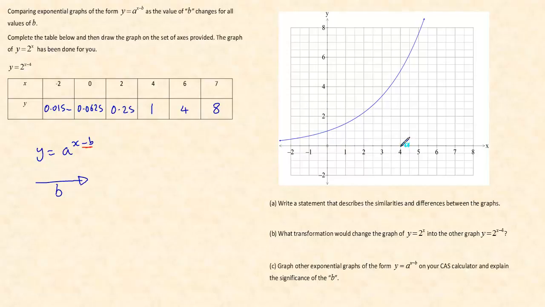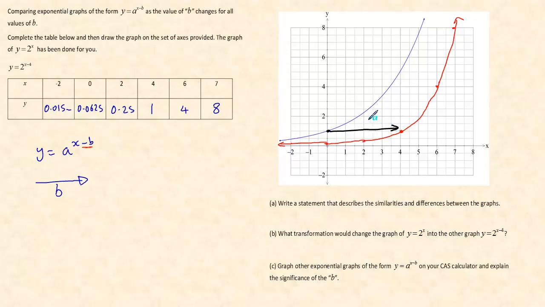So let's plot these. So 4, 1, let's do it in a different colour. 4, 1, 6, 4, what do we have? 7, 8, and then 2 was 0.25, which on this scale is about there, and 0 point, so that's just going to be very small, and very small again out here, so that's going to be shaped like this.